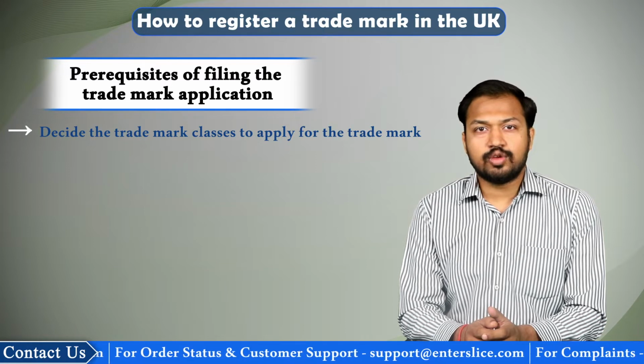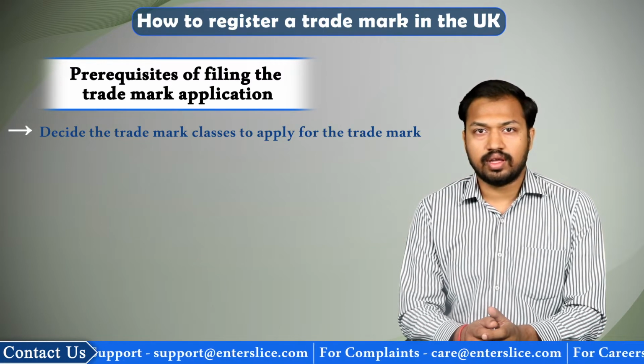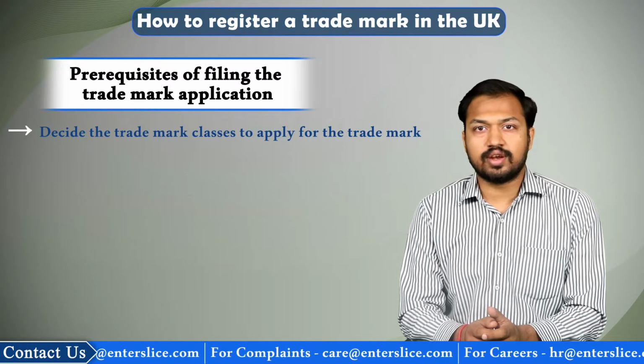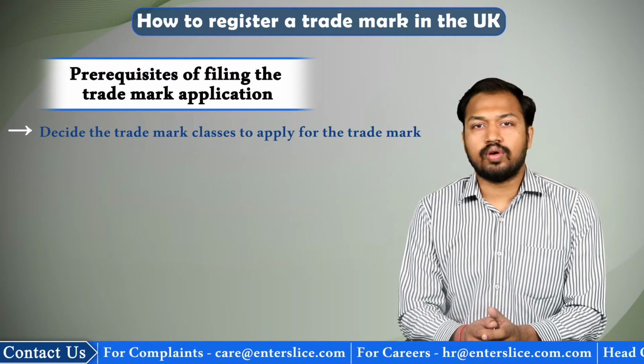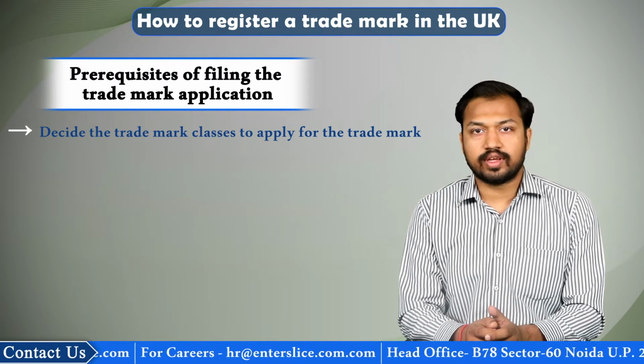In the first step, you must first decide on at least one class and one term to register your trademark. The class is selected for the services and goods that you wish to get your trademark for. A class covers a general category of services and goods, while a term is more specific.